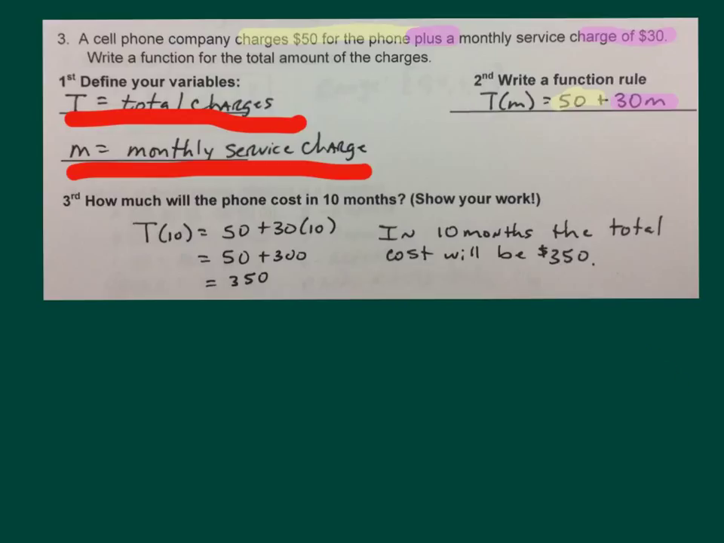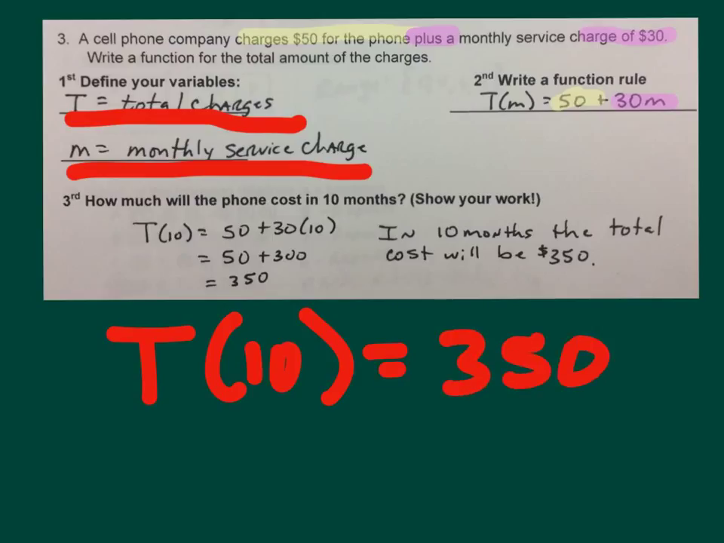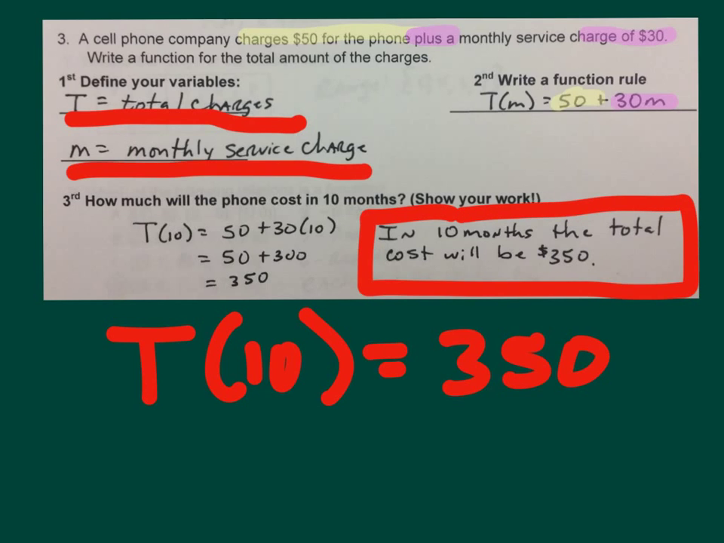All right, now how much money will the phone cost in 10 months? You simply plug it in. So you're trying to find T of 10. So when you put that in, you end up getting $350. So what I put in as a complete sentence: in 10 months, the total cost will be $350.